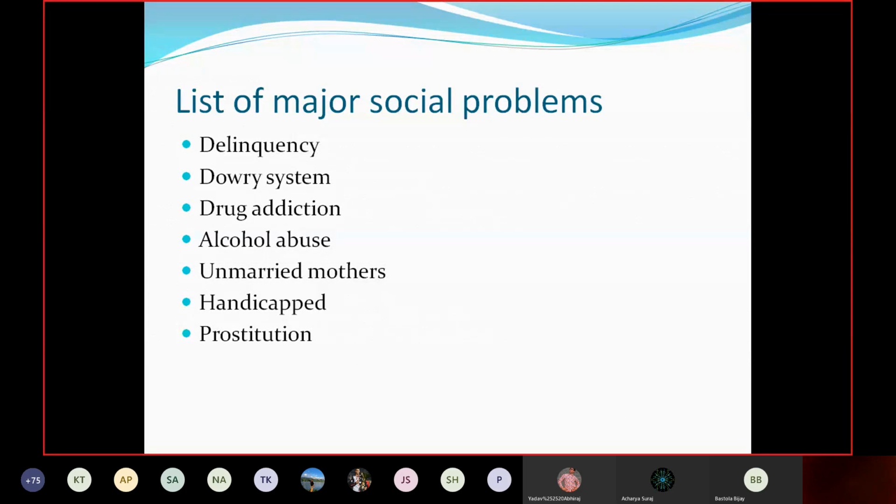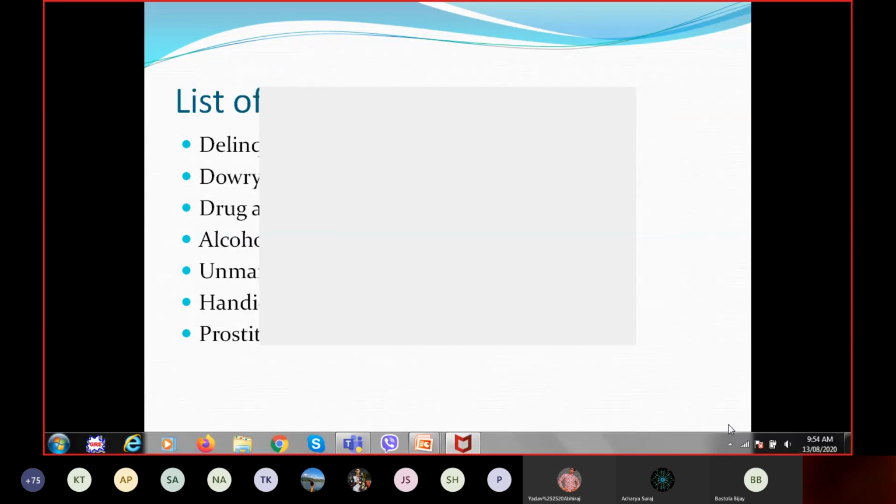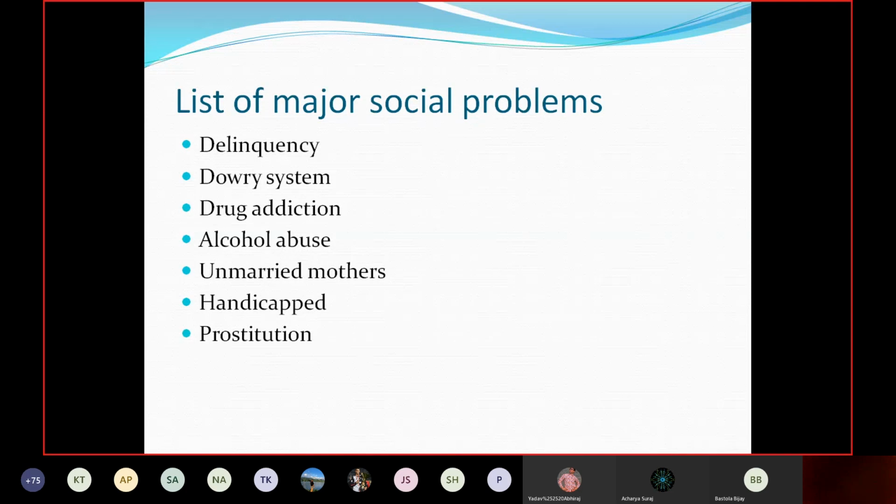Delinquency is a big social problem in many communities nowadays, and the factors responsible for delinquency are social maladjustment, and then disturbed home condition, we call it problem family and broken family, as you said, poverty, obviously, and drug addiction or abuse and alcoholism, and partly because of modern ways of living also.